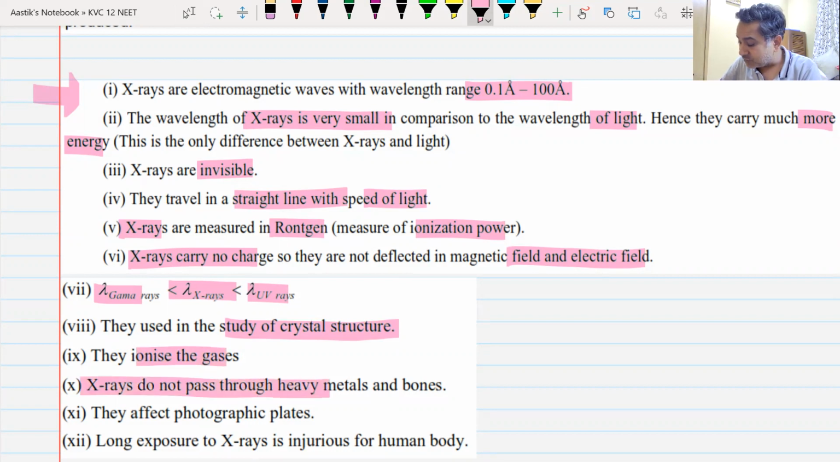X-rays do not pass through heavy metals and bones. That's why you can see the X-ray. They cannot pass through bones. They can pass through the skin, but not through bones. They affect photographic plates, and that is why you see your X-ray on the photographic plate.